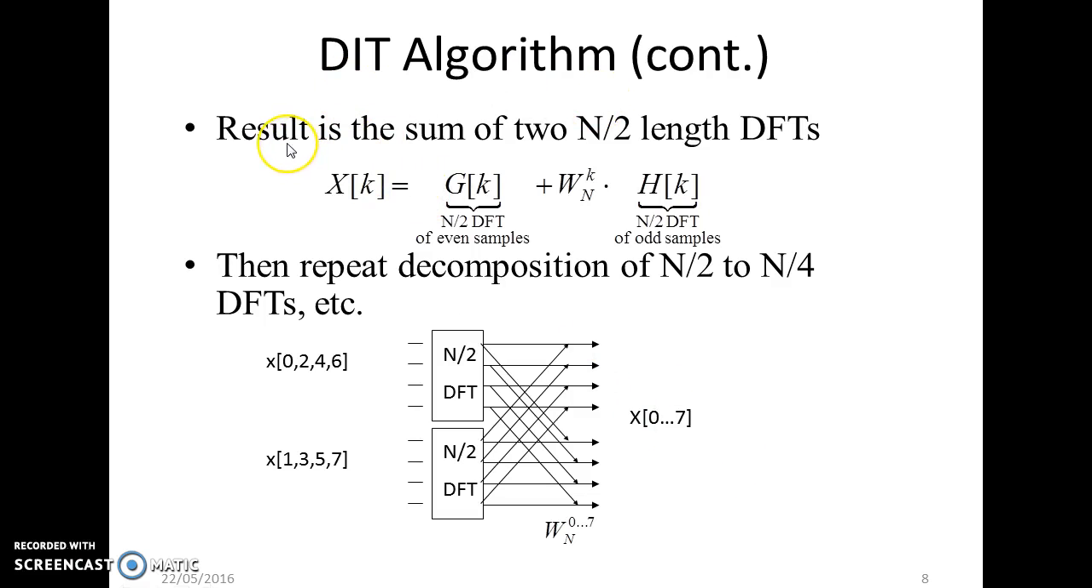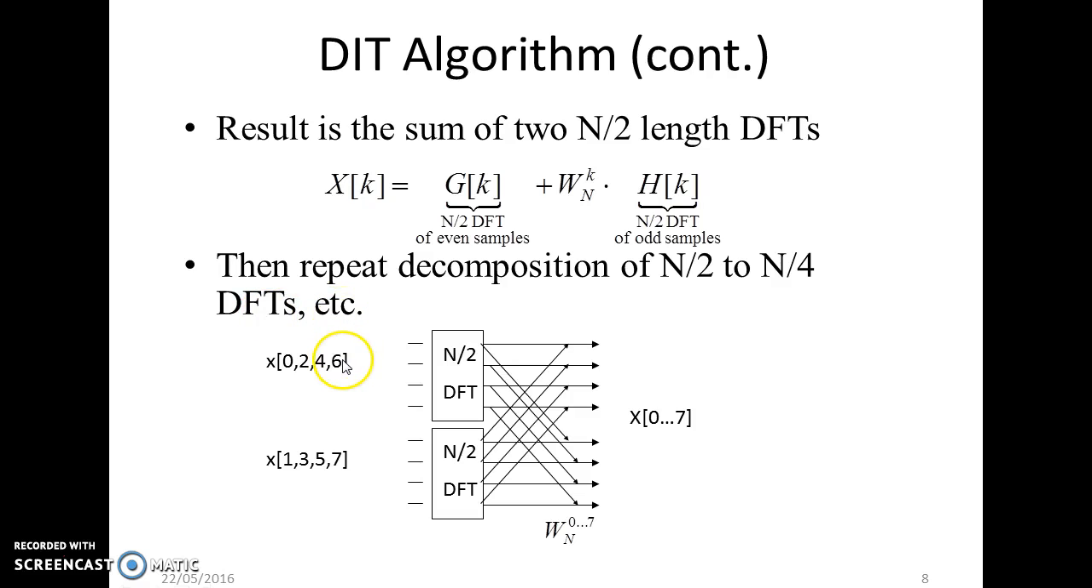DIT algorithm. The result is the sum of two N by 2 length DFTs. That is, X of k equals G of k plus W_N raised to k H of k, where G of k is the N by 2 DFT of even samples and H of k is the N by 2 DFT of odd samples. Then repeat the decomposition of N by 2 to N by 4 DFTs, etc.